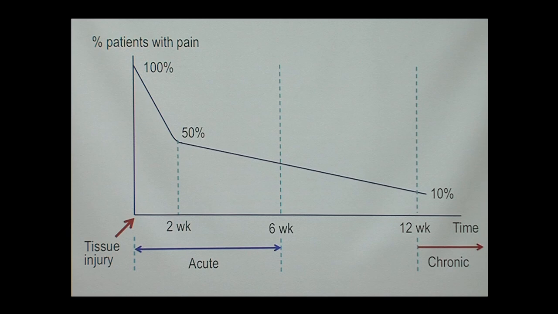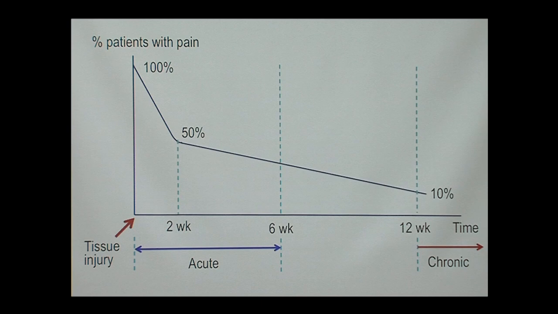In 2 weeks, 50% of the people are getting better. Then up to 12 weeks, 90% of the people feel better, the pain improves, and 10% is prolonged beyond 3 months. This is regardless of whether we treat or not. From 0 to 6 weeks, there are different articles, but we generally say up to 6 weeks we call the acute phase. And beyond 12 weeks, it's a very persistent pain for the 10% of people. We call it chronic pain.